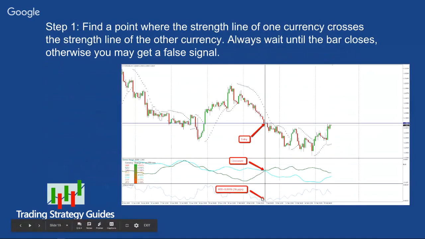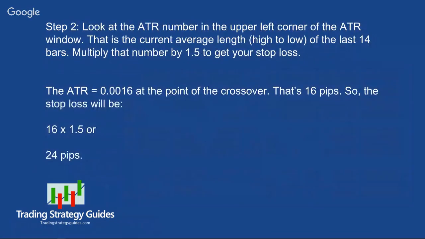Here's the example I just talked about. The ATR was 16 pips at this point. There's the crossover. There was the entry. Yeah, this is the explanation that I did. So the ATR is 16 at the point of the crossover, 16 pips. So the stop loss will be 24 pips.